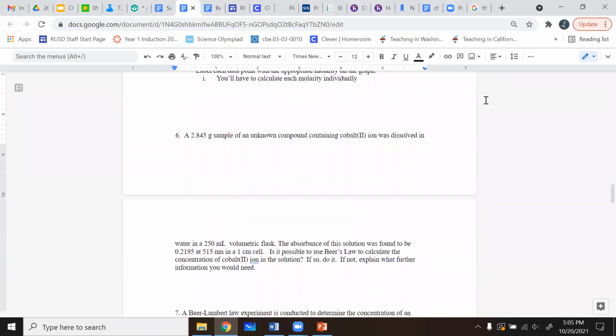Next, we have problem number 6, which unfortunately got split between 2 pages. A 2.845 gram sample of an unknown compound containing cobalt, a cobalt-2 ion, was dissolved in water in a 250 milliliter volumetric flask. The absorbance of this solution was found to be 0.2195 at 515 nanometers in a 1 centimeter cell. Is it possible to use Beer's law to calculate the concentration of the ion in solution? If so, do it. If not, explain what further information you would need.